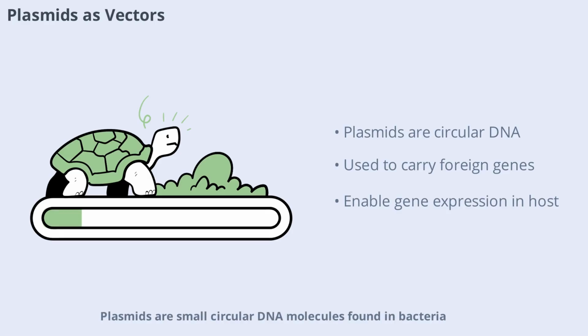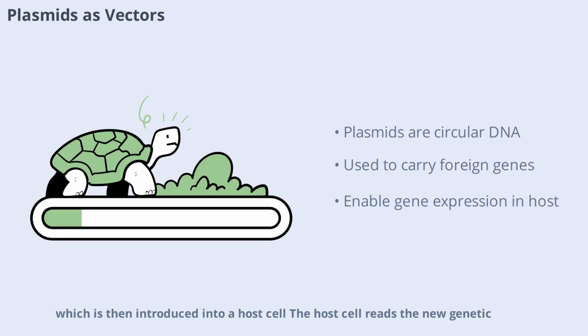Plasmids are small, circular DNA molecules found in bacteria. They are widely used as vectors in genetic engineering because they can replicate independently and carry foreign genes. Scientists insert the gene of interest into a plasmid, which is then introduced into a host cell. The host cell reads the new genetic instructions and produces the desired protein or trait.